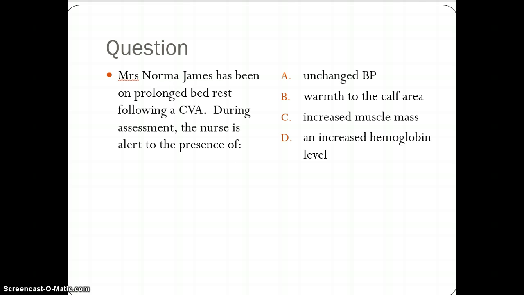So as we look at our last question, we look at a patient that's on prolonged bed rest following a stroke. During the assessment, the nurse is alert to the presence of warmth to that calf area. Warmth tells you they might have a blood clot because of the stasis, because of the prolonged bed rest this patient has. So this is number 3. We'll move on and finish up the unit with number 4.